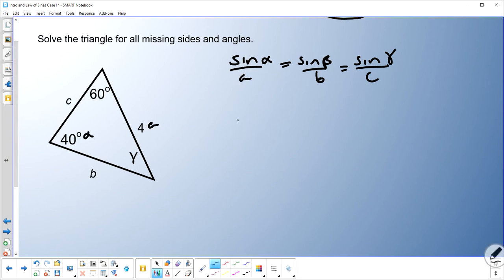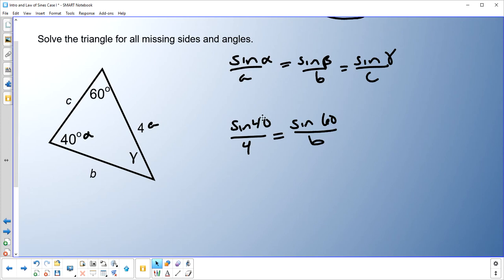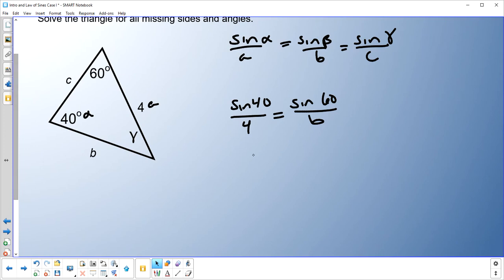So in this case, we're going to have to use that first one, sine of 40 over 4, and that will equal, and now, since we have beta, we need to use that one. So sine of 60 over B. So we plugged in 3 knowns, and we have 1 unknown. Several different ways we can solve this. Easiest way is probably just to think of cross multiplication.